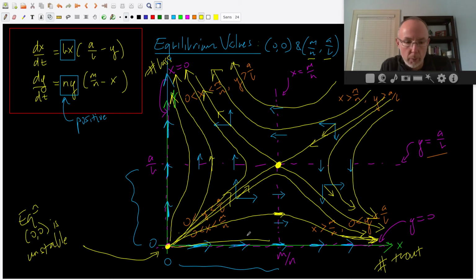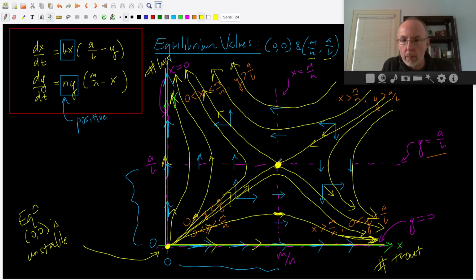There's a trajectory that just moves off along the x-axis, right? That's one of the trajectories. There's a trajectory that heads straight up the y-axis. That's one of our trajectories. But everything is moving away from the origin there. And so that's an unstable fixed point, an unstable equilibrium value.